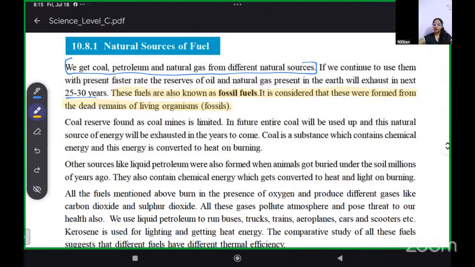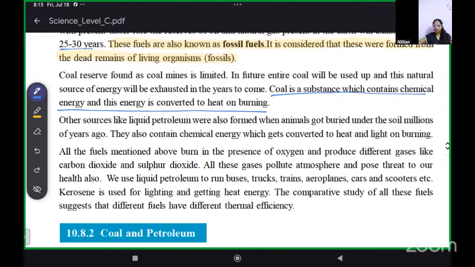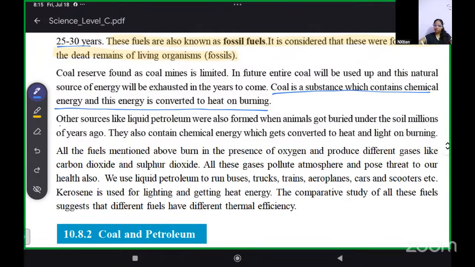Coal reserve found as coal mines is limited. In future, the entire coal will be used up and this natural source of energy will be exhausted in the years to come. Coal contains chemical energy and this energy is converted to heat on burning. Then other sources like liquid petroleum were also formed when animals got buried under the soil millions of years ago. They also contain chemical energy, which gets converted to heat and light on burning.